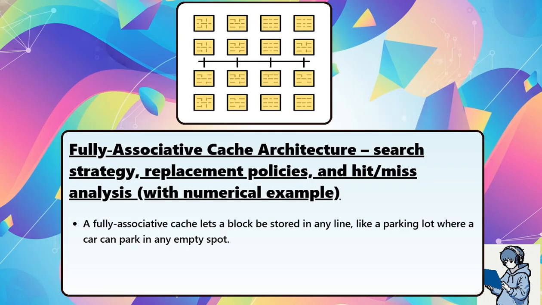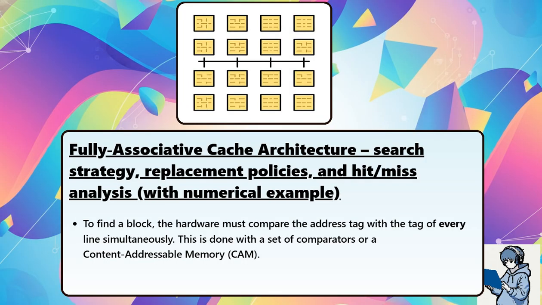A fully associative cache lets a block be stored in any line, like a parking lot where a car can park in any empty spot. To find a block, the hardware must compare the address tag with the tag of every line simultaneously. This is done with a set of comparators or a content addressable memory, abbreviated CAM.